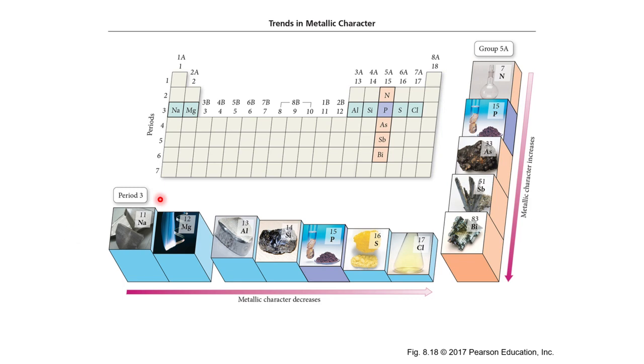So as we go across a period, the metallic character tends to decrease. But then as we go down a group, the metallic character increases. So this is a little different than what we saw before.